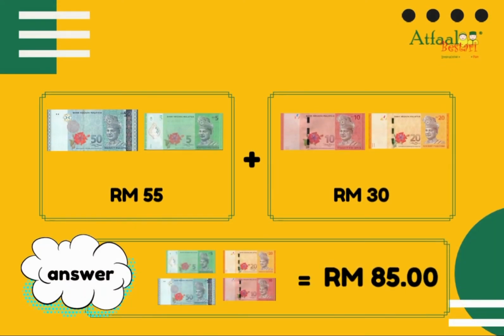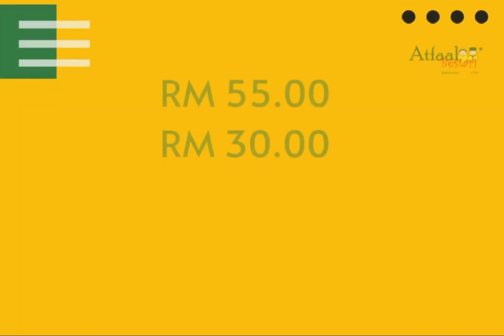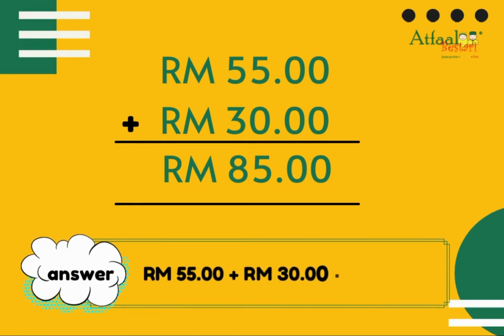The next example is 55 ringgit plus 30 ringgit equal 85 ringgit. In vertical method, write down 55 ringgit plus 30 ringgit. Then start counting from your right side, which is 0 plus 0 equal 0. Then 0 plus 0 equal 0. On ringgit side, 5 plus 0 equal 5. Then 5 plus 3 equal 8. Then the answer is 85.